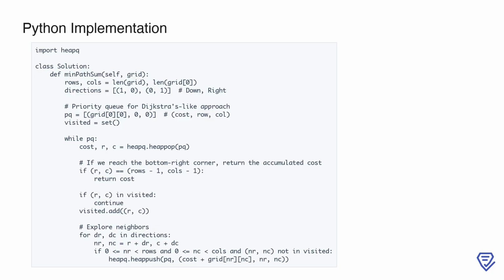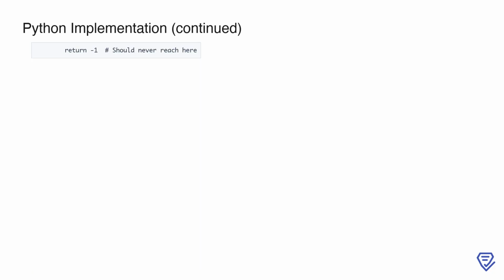The main logic is within a while loop that continues until the priority queue is empty. Each iteration pops the cell with the smallest cost, and if this cell is the bottom right corner of the grid, we simply return the accumulated cost as the answer. If the current cell has already been visited, we skip further processing for it. Otherwise, we add it to the visited set and explore its neighbors. For each valid neighbor, we calculate the new cost and push it into the priority queue, ensuring we only process unvisited cells within the grid boundaries. Finally, we include a return statement outside of the loop to handle any edge cases, though logically this point should never be reached.